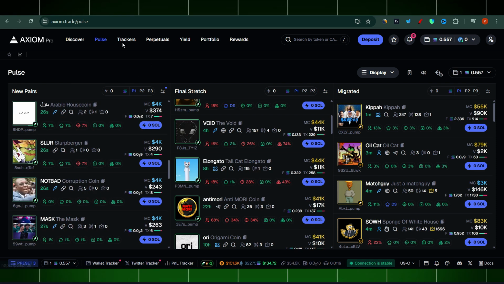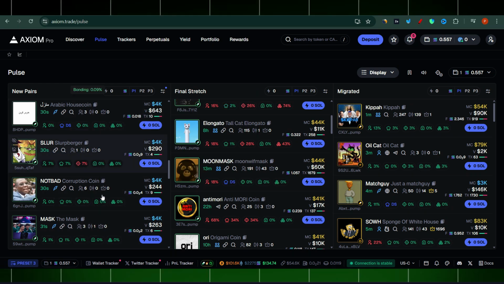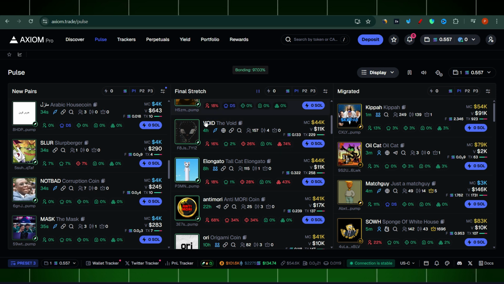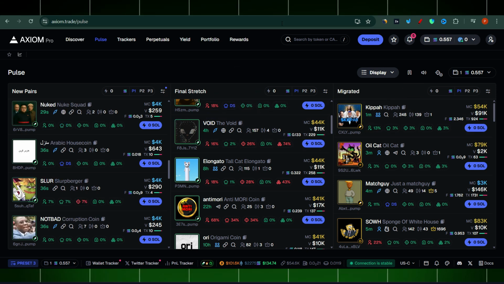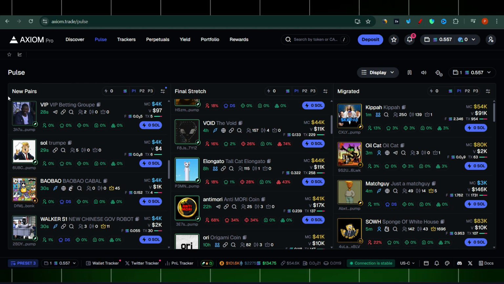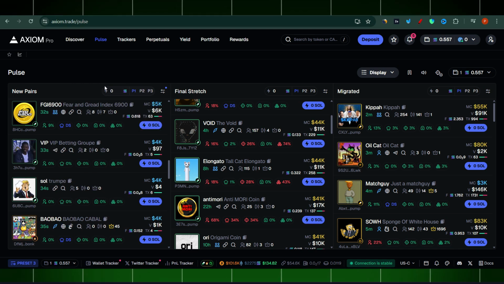But those new pairs are the riskiest part if you go for them. I'm not saying that final stretch or migrated are not risky. They're also very risky, because new pairs have just appeared and within a few seconds they can disappear.